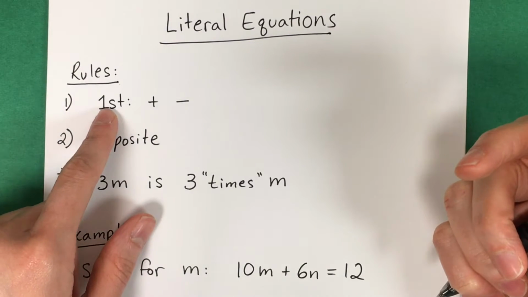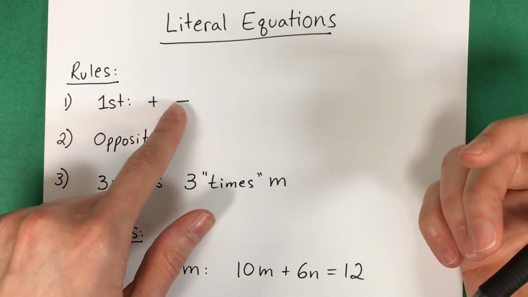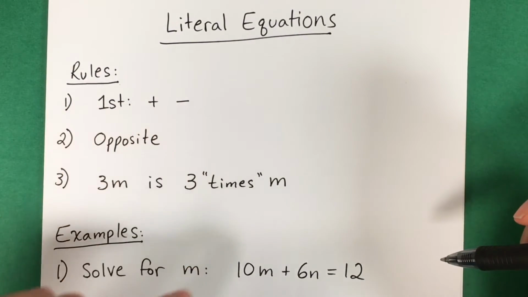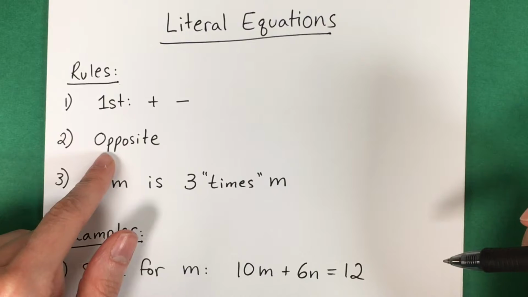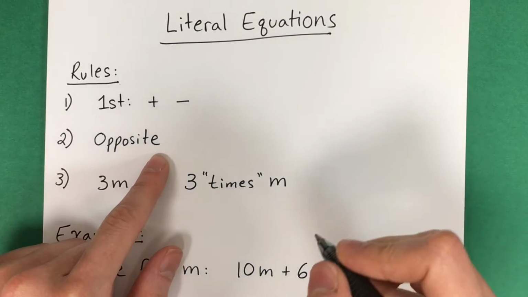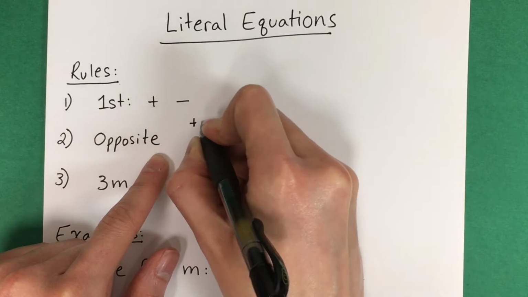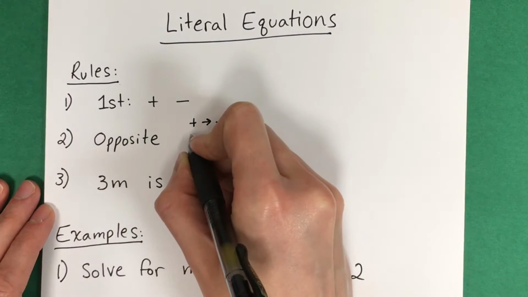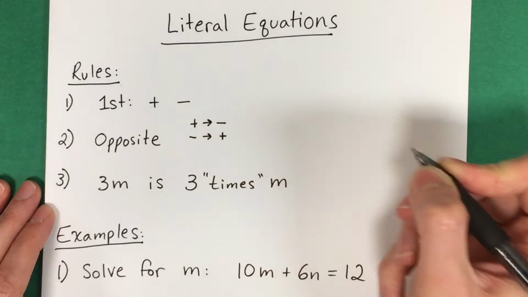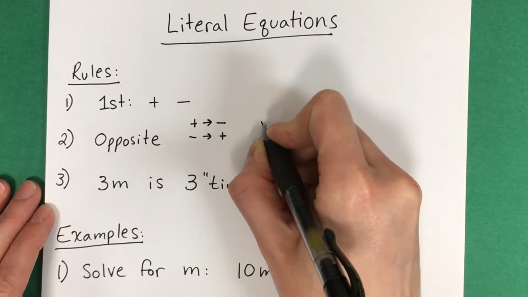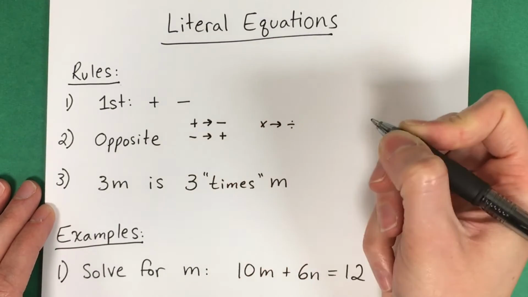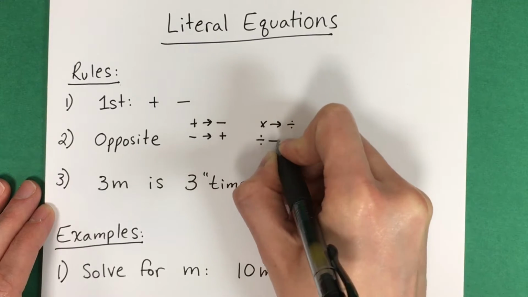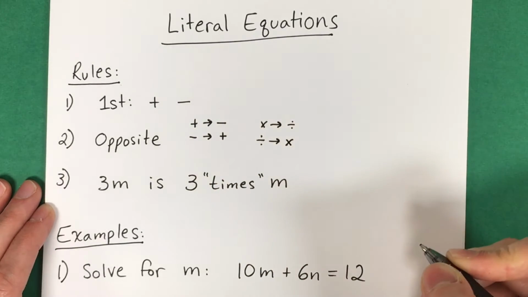The first rule is that you will do plus or minus first. The second rule is that you will always do the opposite. So for example, the opposite of plus is minus. The opposite of minus is plus. The opposite of multiply is divide. And the opposite of divide is multiply.